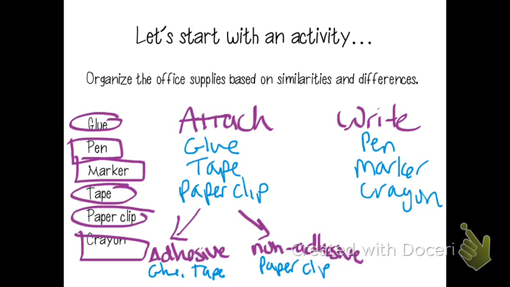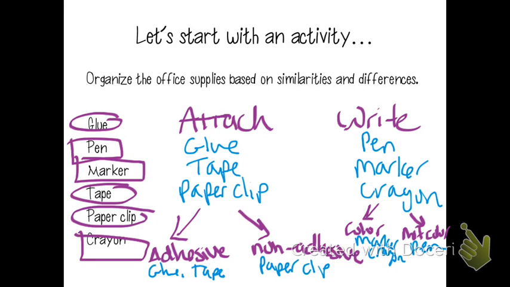We'll do the same thing in our writing group. In the writing group, we can separate that into 2 smaller subgroups. We could say one that's used to color and one that you don't use to color. And so in the color group, we would have marker and crayon. And in not color, we would have our pen.